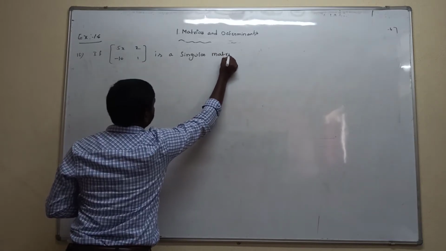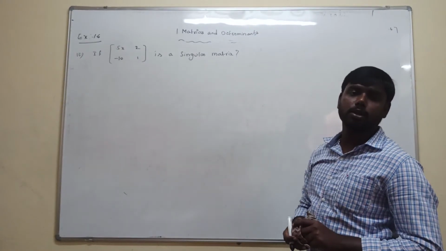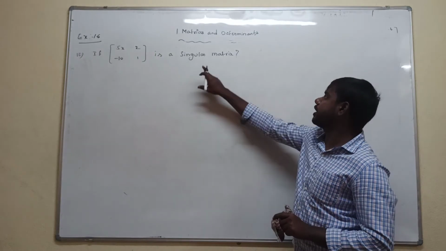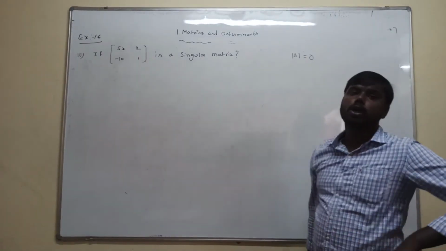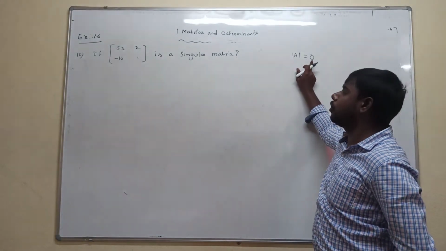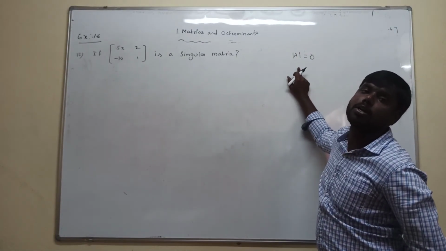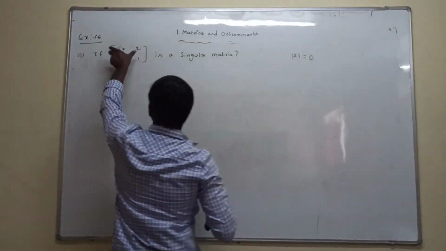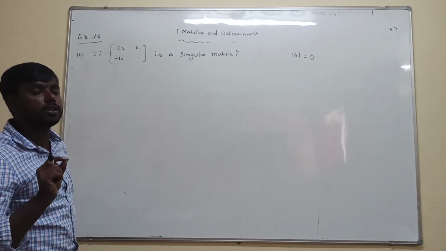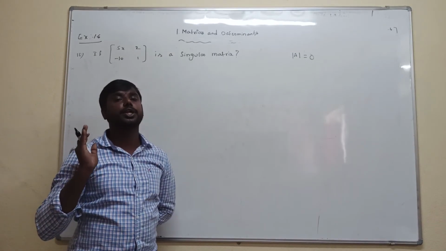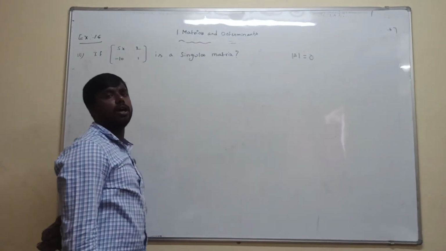So what is the definition of a singular matrix? If capital A is a square matrix, it is called a singular matrix if the condition is determinant of A is equal to 0. If determinant of A is not equal to 0, then it is called a non-singular matrix. That's why the determinant of this matrix is equal to 0, that is called a singular matrix.